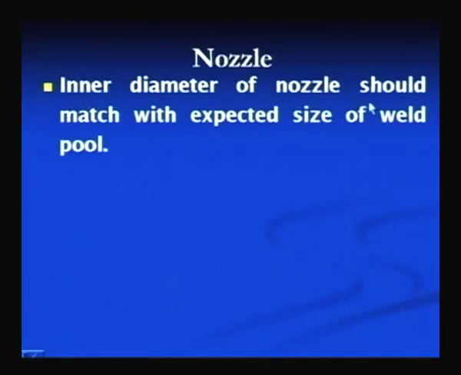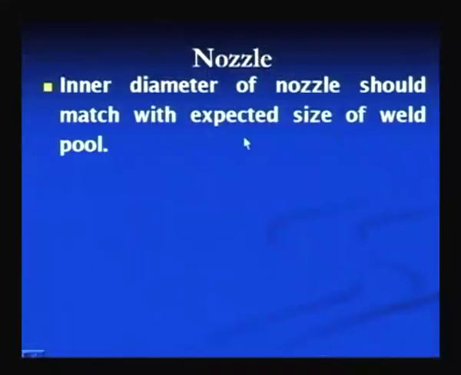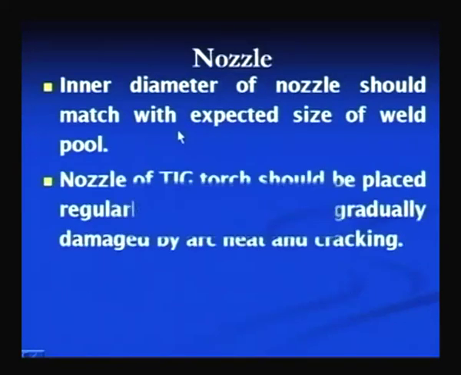The inner diameter of the nozzle is selected in such a way that it matches with the size of the weld pool which is expected. If this point is not kept in mind, then the weld pool may be left uncovered by the shielding gases, and that may lead to atmospheric contamination. That is why the inner diameter is selected in such a way that it at least matches the size of the weld pool, or is bigger than the size of the weld pool.